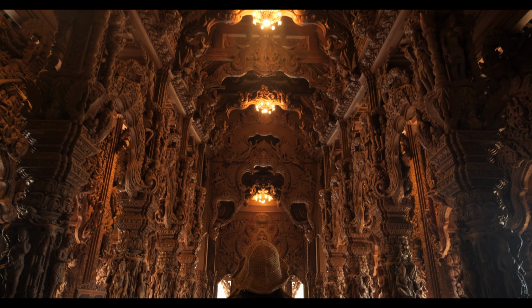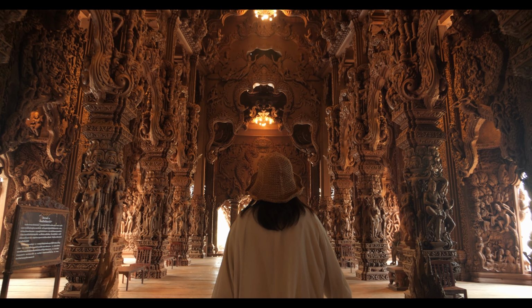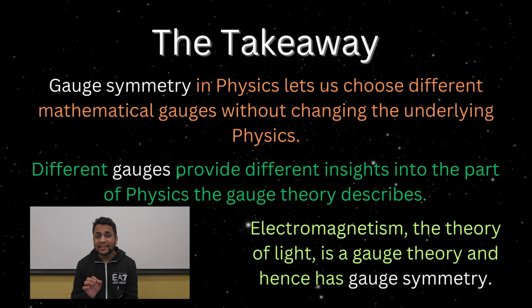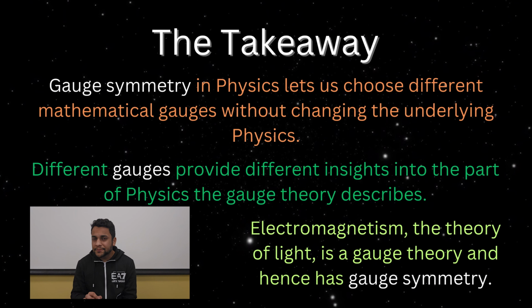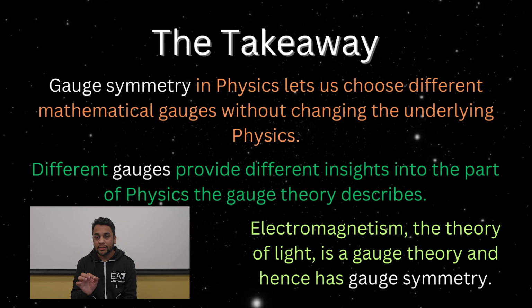It's like looking at an artwork through different angles, and that doesn't change the artwork. In our case, the artwork is the part of physics that the theory describes, and the different angles that we use to view the artwork are the different gauges that the theory permits. This freedom of choice that the gauge symmetry gives us helps us to gain beautiful insights about the part of physics the theory explains.